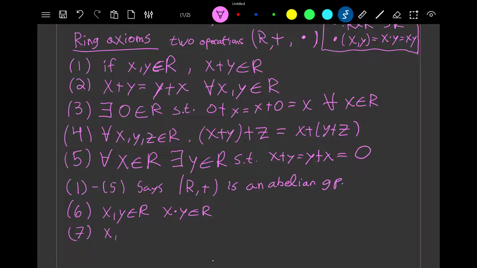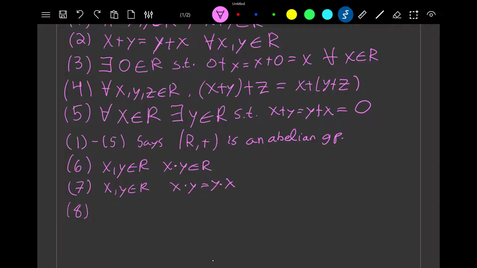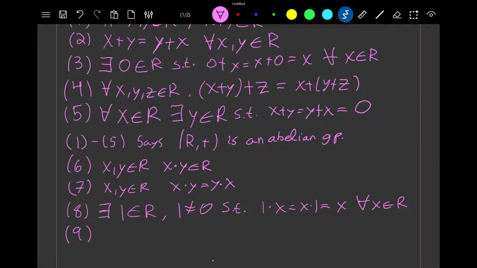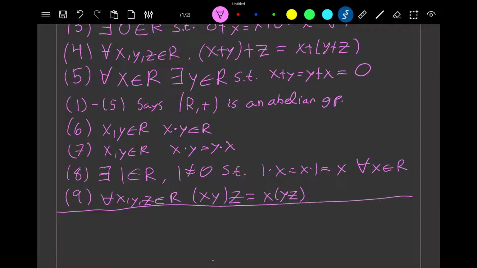7, for x and y in the ring, x times y is equal to y times x. 8, there exists some element that we're going to call 1 in the ring, and we're going to say that 1 is not equal to 0, such that 1 times x is equal to x times 1 is equal to x, and this is for every x in the ring. 9, we have the associativity, so for every x, y, and z in our ring, x times y times z is equal to x times y times z. So these are all the ring axioms.